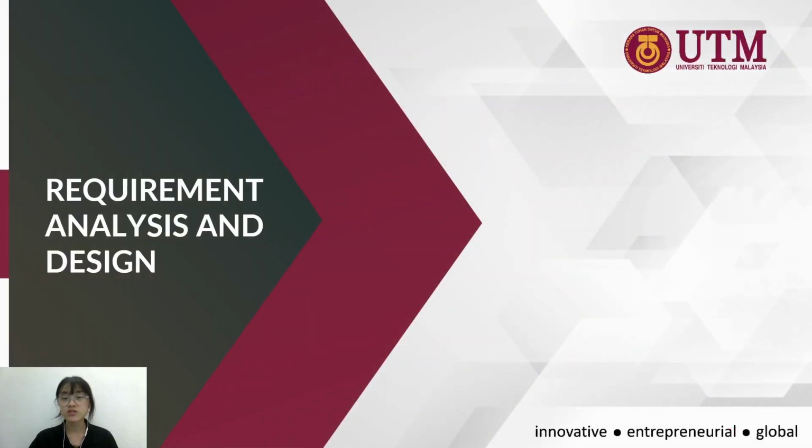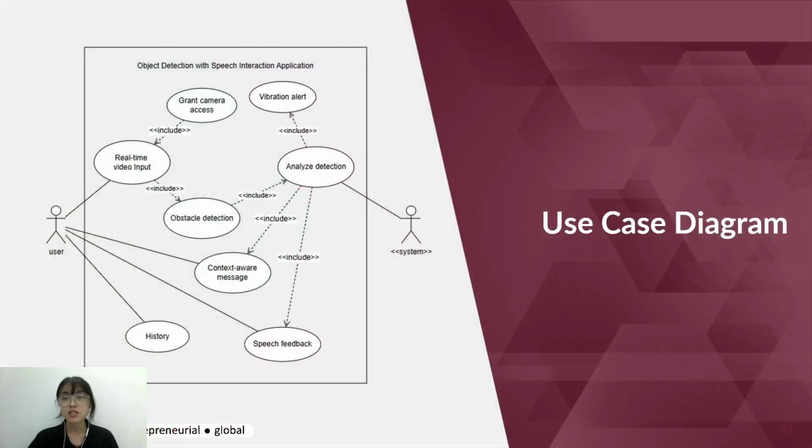So now let us dive into the specifics of the requirement analysis and the design of the system. This use case diagram illustrates the interactions between the users and the system. The primary user, the visually impaired individual, will interact with the system through several key functionalities. This includes providing the real-time video input, which requires granting camera access. The system will perform obstacle detection and analyze the detections. After that, it will provide vibrations, alerts, and context-aware messages. The user will also receive speech feedback and have the option to view the history of detected obstacles.